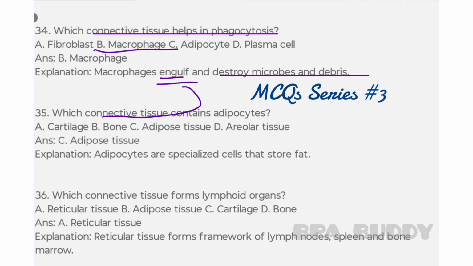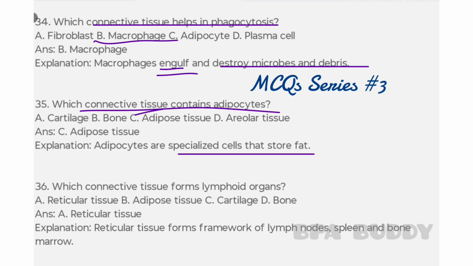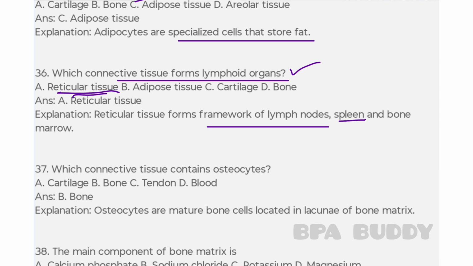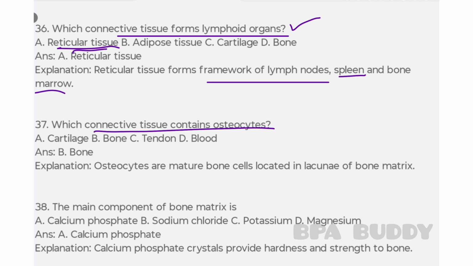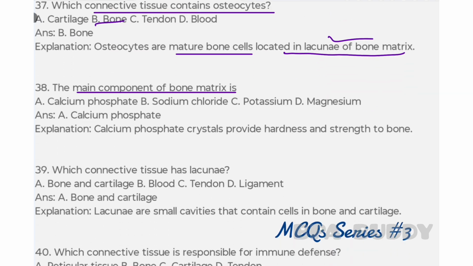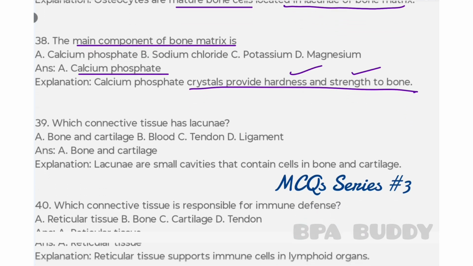Which connective tissue contains adipocytes? Adipose tissue contains adipocytes. They are specialized cells that store fat. Which connective tissue forms lymphoid organs? Reticular tissue. They form the framework of lymph nodes, spleen and bone marrow. Which connective tissue contains osteocytes? Osteocytes are mature cells located in lacunae of bone matrix. The main component of bone matrix is calcium phosphate. Calcium phosphate crystals provide hardness and strength to the bone.